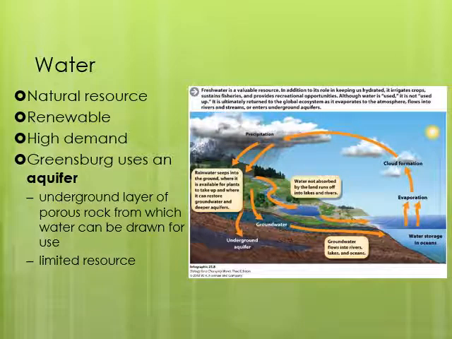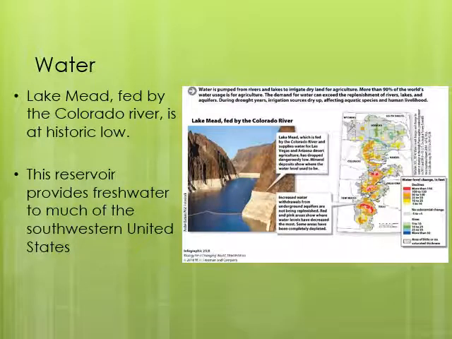Water is a natural resource and it's also renewable, but keep in mind it's really high demand, right? So when we're looking at different places, like I don't know if you guys have been in the Southwest, but Lake Mead is fed by the Colorado River, and it feeds fresh water to almost all of the southwestern United States. And you can see where the high water mark was and how low it is right now. It's at a historic low, which means that they're facing really bad droughts and they might run out of fresh water in the whole southwestern United States, which is California, Arizona, New Mexico.